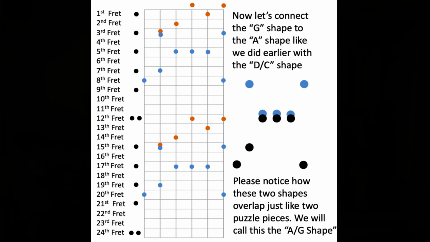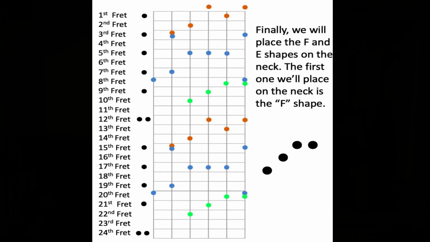Again, could I play these? I mean, could I play all this at the same time? Obviously the answer is no. We're trying to just find connections and see how things connect on the neck as a whole. Finally, we'll place the F shape down. As you can see, that starts on the 8th fret and it repeats on the 20th fret.